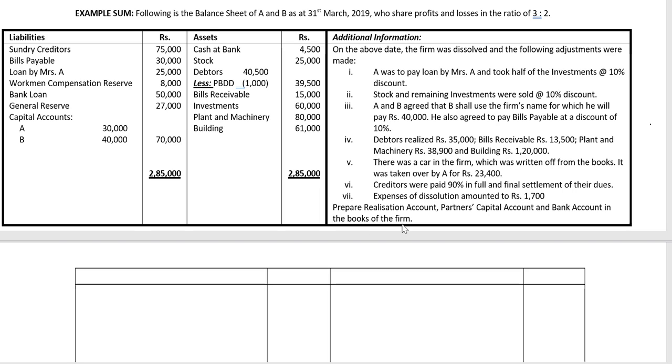We are asked to prepare the realization account, the partners' capital accounts, and the bank account in the books of the firm. So we'll begin with the realization account, followed by the partners' capital accounts, and then the bank account. There is no partners' loan in the liability side of the balance sheet. There's only a loan taken from Mrs. A. So there is no need to prepare any partners' loan account.